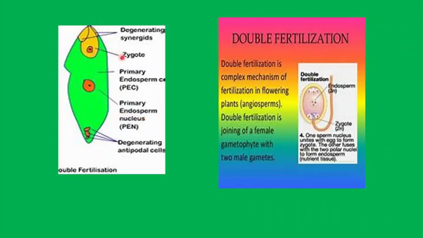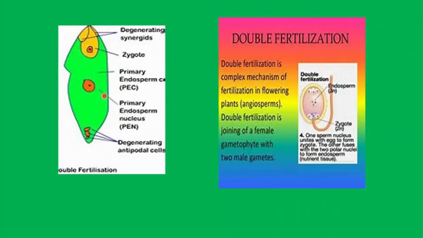Both the syngamy and the triple fusion occur simultaneously. So this process is known as double fertilization, which is an important characteristic feature of all angiosperms, flowering plants. Then, soon after this process, the synergid starts degenerating at the micropylar end and the antipodals start degenerating at the chalazal end. The function of the synergid is also to provide nourishment to the egg cell.